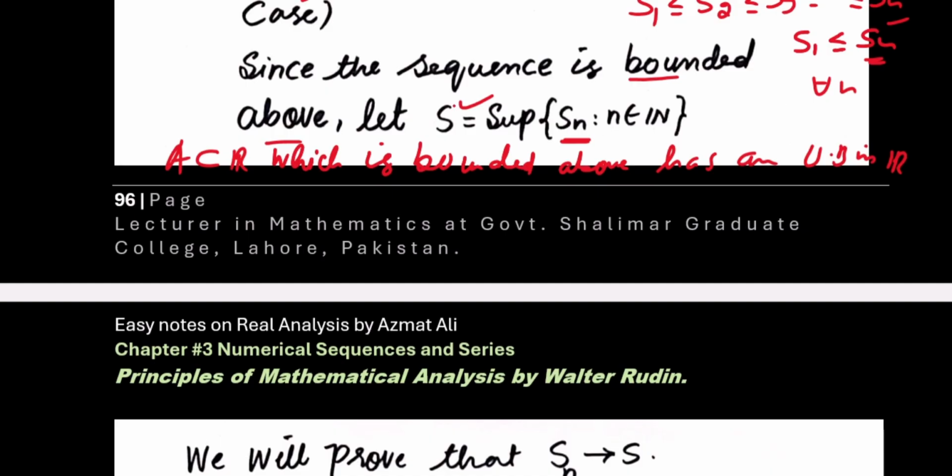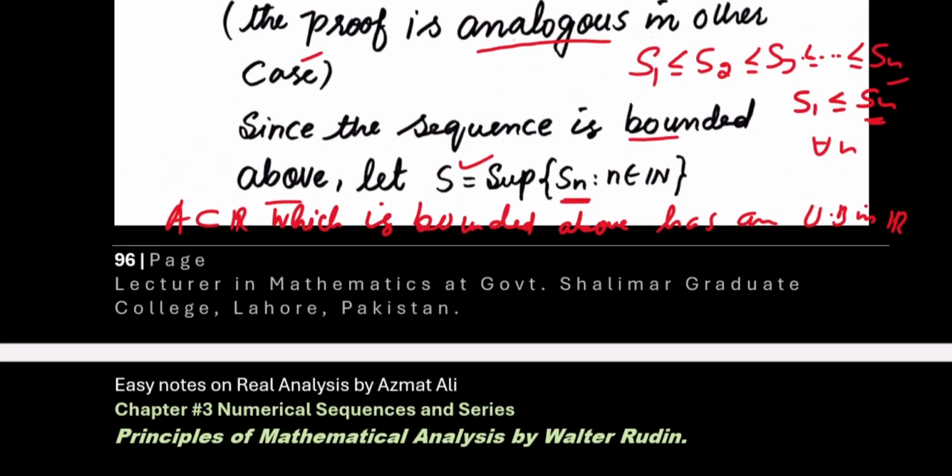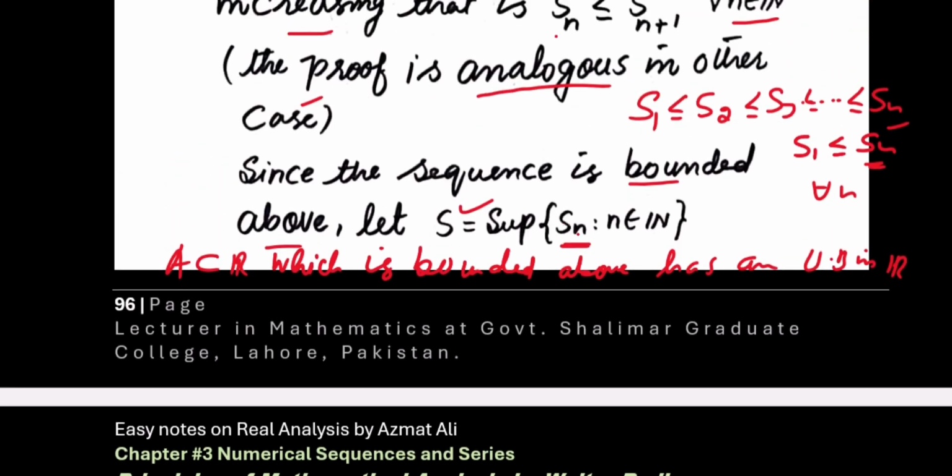So as the sequence Sn is bounded above, the set given by the terms of the sequence, that is S1, S2 and so on, is a subset of R. R is complete. This set is bounded above. So the least upper bound property says this set must have a least upper bound. Say the least upper bound is S.